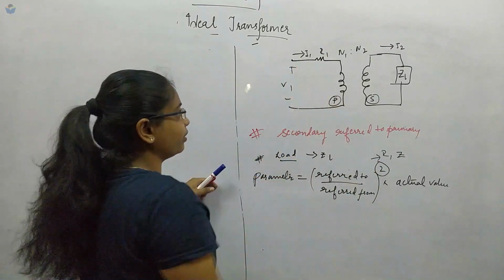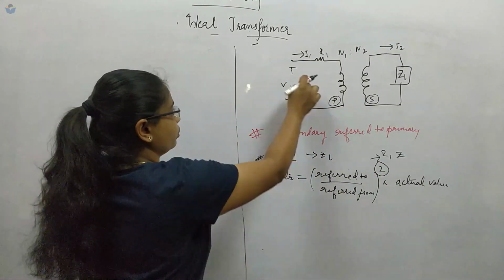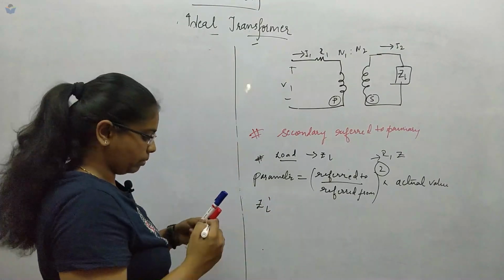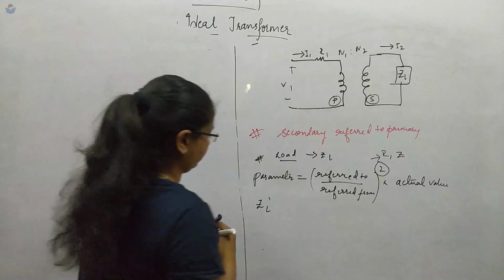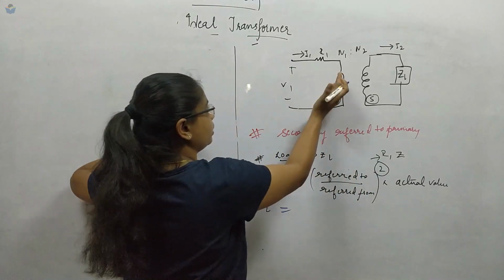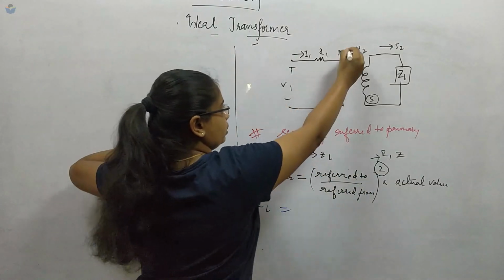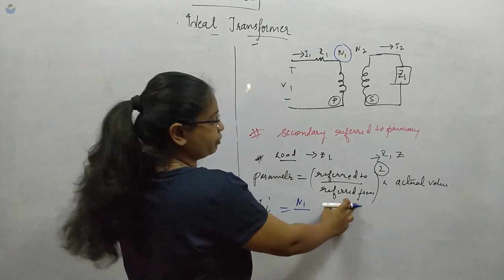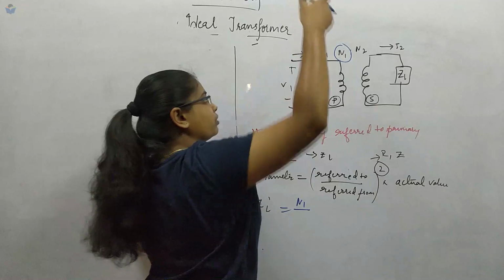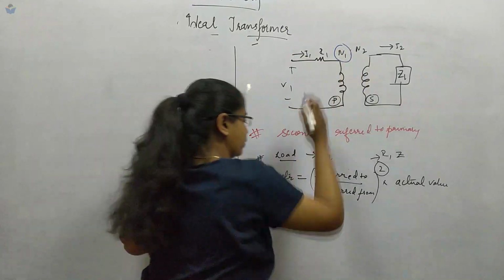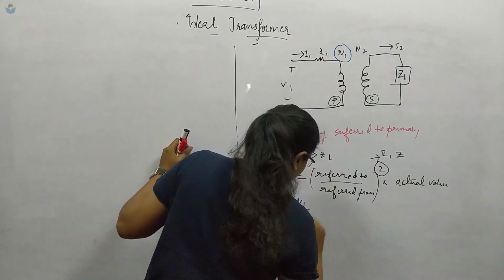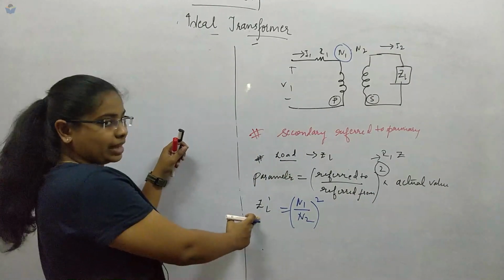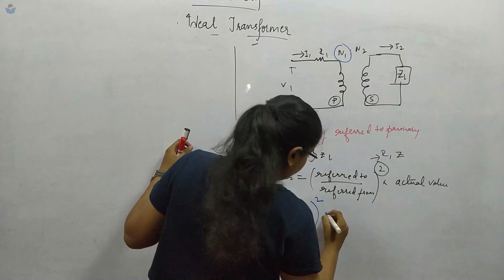Now over here, if I have to refer this load to ZL dash, taking it to the primary, then we are referring to the primary, where the turn ratio is N1. Referring from the secondary, we take this as N2. Since this is an impedance load, we take the whole square, and its actual value is nothing but ZL.